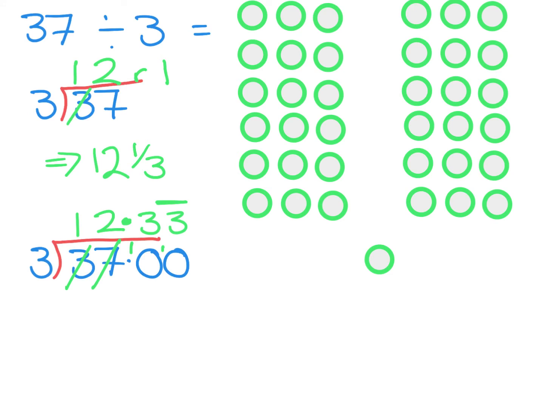Now, here's the picture here. I've got 37 of something. I've organised them into groups of 3. I've got 12 groups and I've got 1 left over.